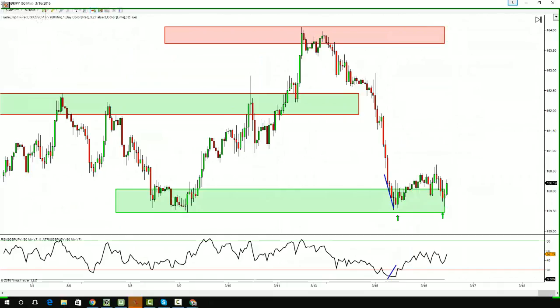If you're going to use the stochastics, you use it the same way every day. If you're going to use the MACD, you use it the same way every day. Consistency is the key.